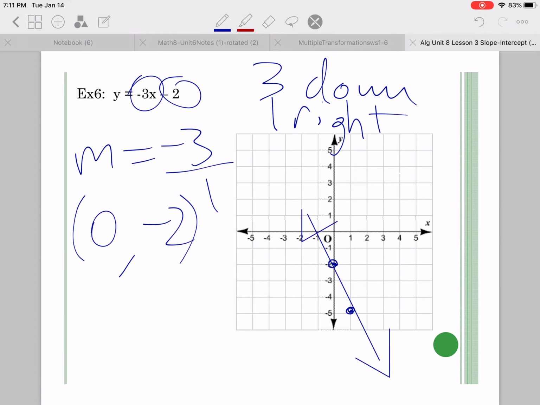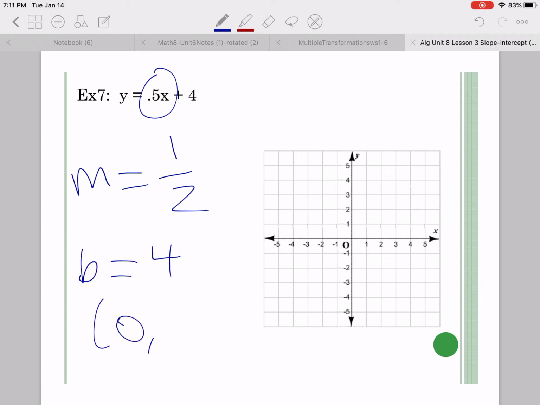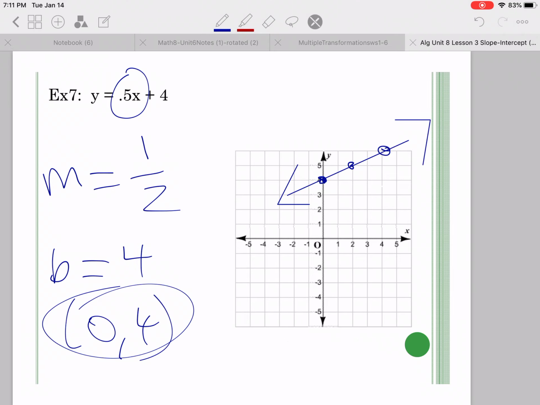And that would be that one. All right, example 7. A slope of 0.5 means it would be the same as 1/2. Let's go ahead and just write it as 1/2. And then our b value is 4, so let's start at (0, -4). Put that on the graph. And then our slope would be up 1 over 2, up 1 over 2. So it looks something like that.